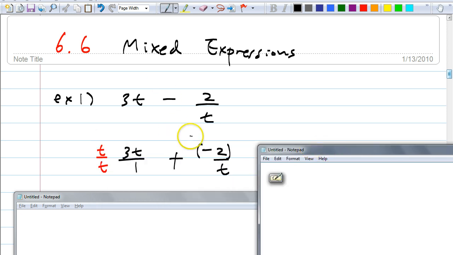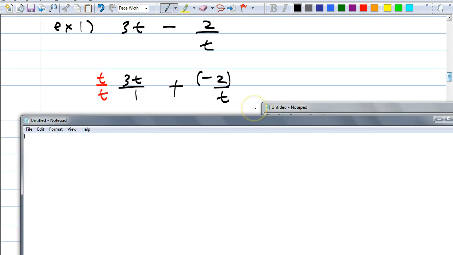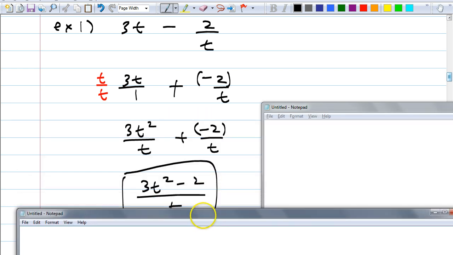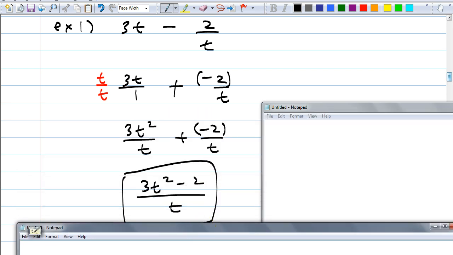And notice I changed everything to addition, right? Because I don't like subtraction. Go ahead, everybody finish it up. It shouldn't take you too long. So who could tell me what we get here? Chuck? 3t squared minus 2 over t. Exactly. And can we do anything more with this expression? Can we simplify this further? No, because the numerators you can't factor out anymore, right? And that's all you could do.